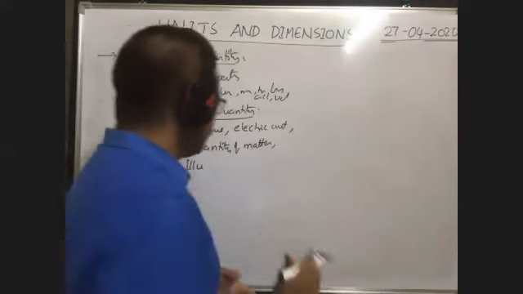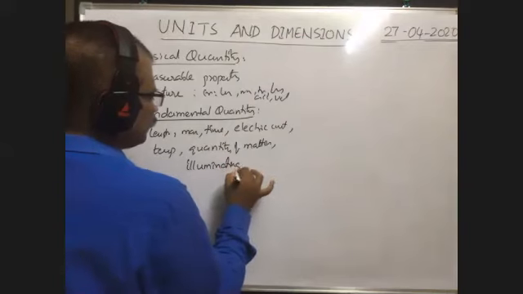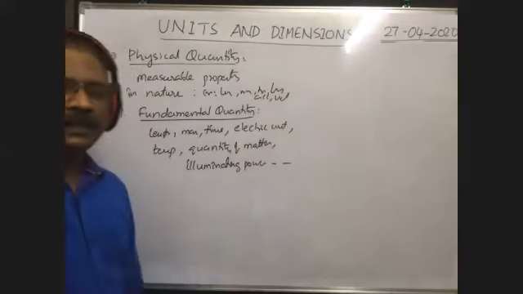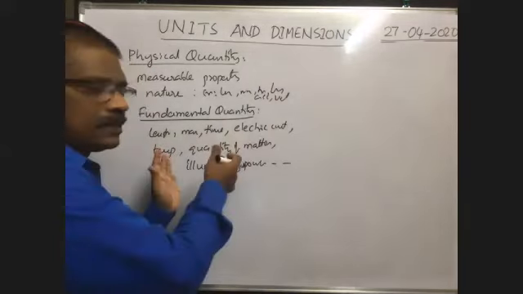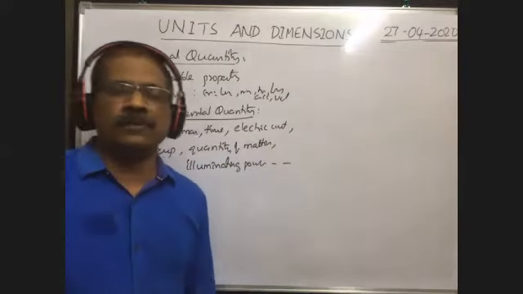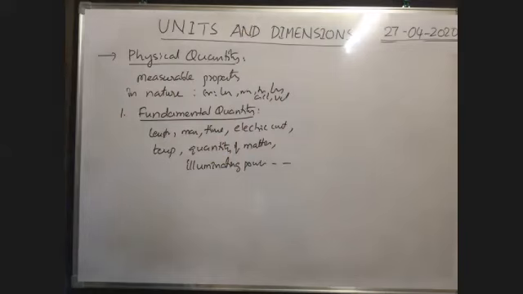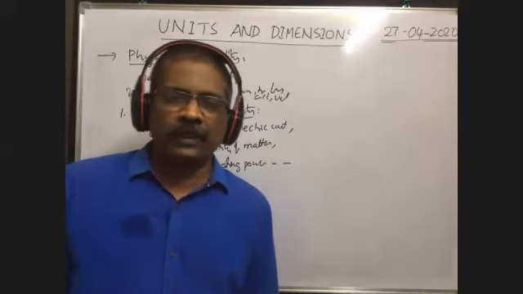In this way, there are different physical quantities which do not depend on the other. The other physical quantities depend on these, but these do not depend on the other physical quantities. That's why these are called fundamental quantities. So I think you are clarified about what is the fundamental quantity. Okay.